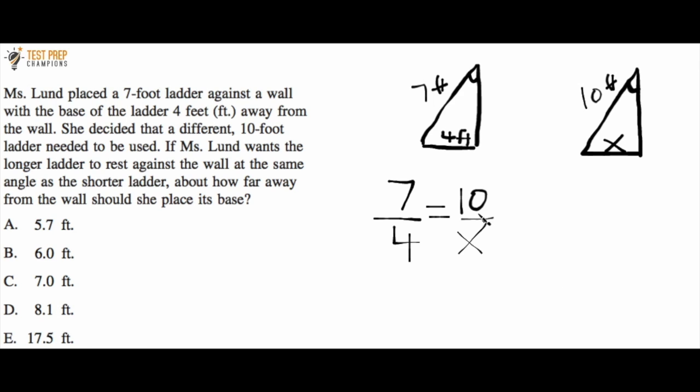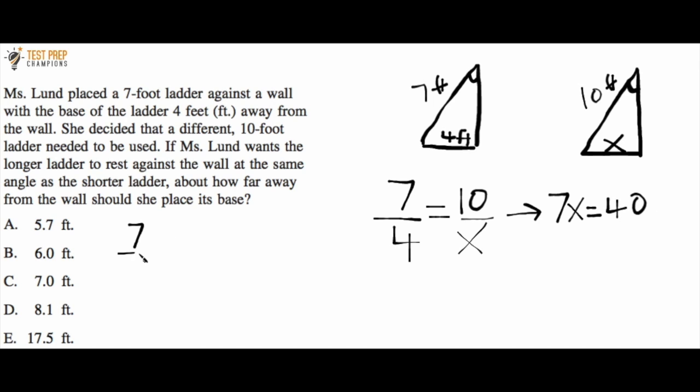All right, so in this case here, since we see an equal sign, we can do cross multiplication. We can take this x and multiply it by 7, and likewise, we can take this 4 and multiply it by 10. That's going to give us 7x equals 40.